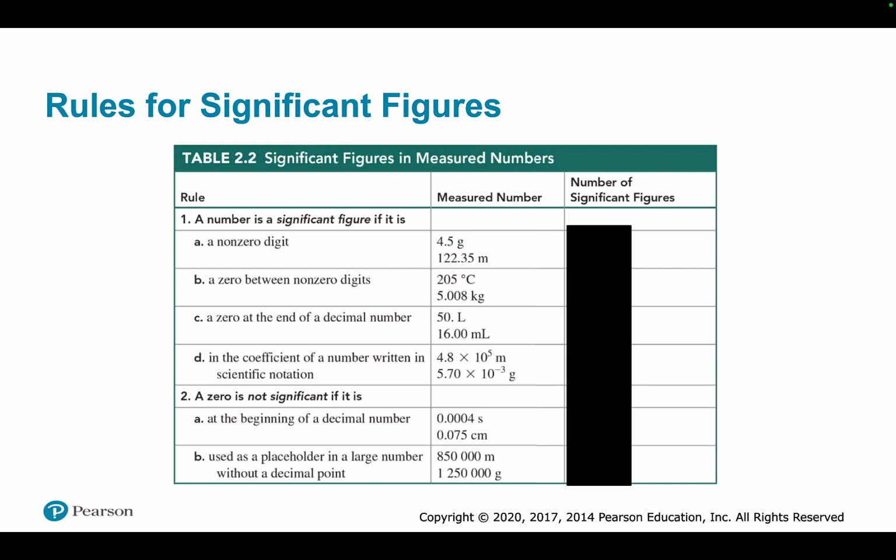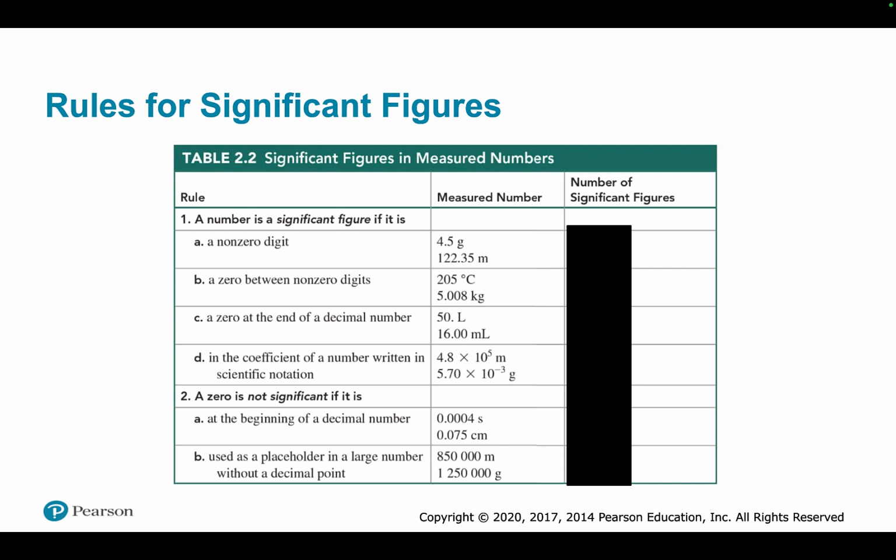Okay, so this chart just really sums up those rules that we saw. When we're doing these examples, our first rule is a number is a significant figure if it is a non-zero digit. So we're looking at 4.5, the 4 and the 5 are both non-zero numbers, and so we would say that both of those are significant. So that would have 2 significant figures. That second example there, 122.35 meters, is going to have 5 significant figures.